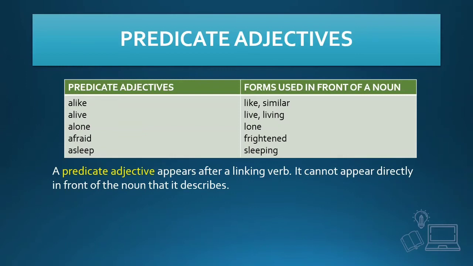Predicate adjectives antara lain alike, alive, alone, afraid, asleep. Sedangkan bentuk adjektif yang bisa diletakkan sebelum noun dari predicate adjective tersebut adalah alike menjadi like atau similar. Alive menjadi live atau living. Alone menjadi lone. Afraid menjadi frightened. Asleep menjadi sleeping.